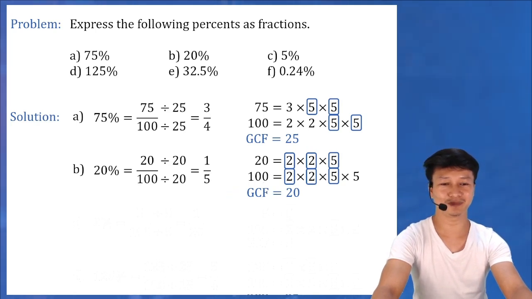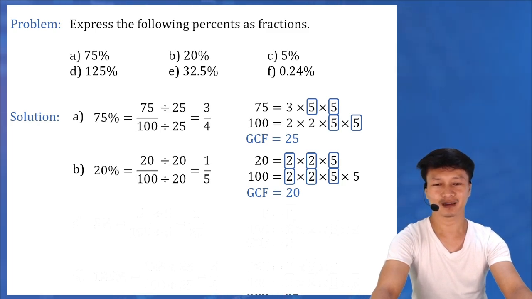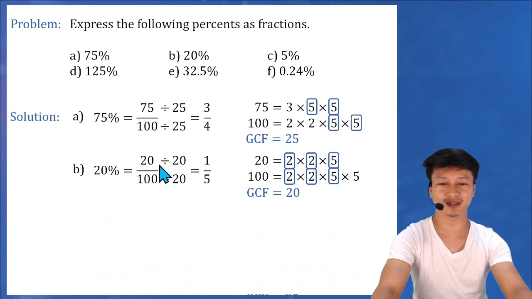Okay lang yung gamitin yung paraan na yun, pero okay lang din kung 20 divided by 20 is 1, 100 divided by 20 is 5. Okay, so letter C tayo. 5% is equal to 5 over 100.